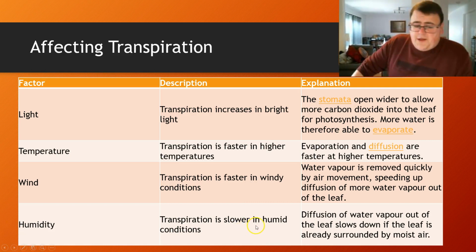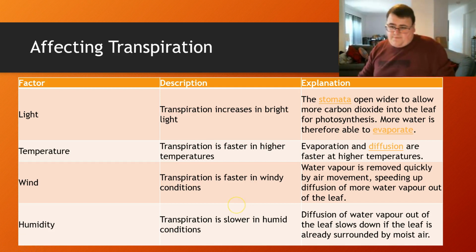And lastly, humidity. Transpiration occurs slower in humid conditions because diffusion of water vapor out of the leaf slows down because the leaf is already surrounded by moist air. It doesn't need to have more moist air or more water on the leaf to evaporate. It's already having water evaporate from the humidity in the air.